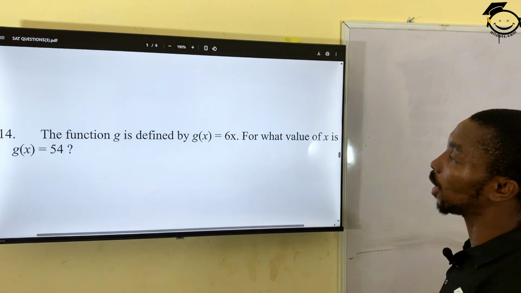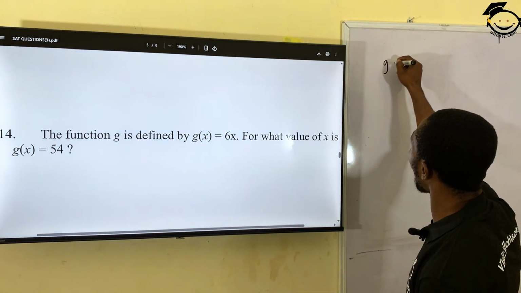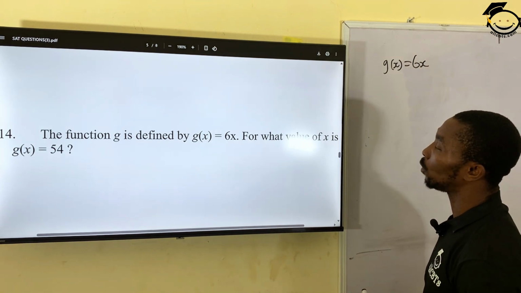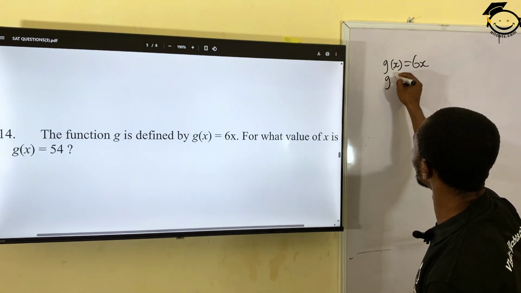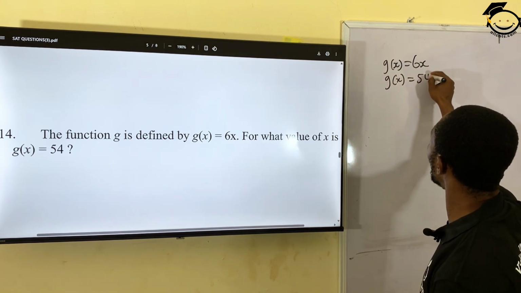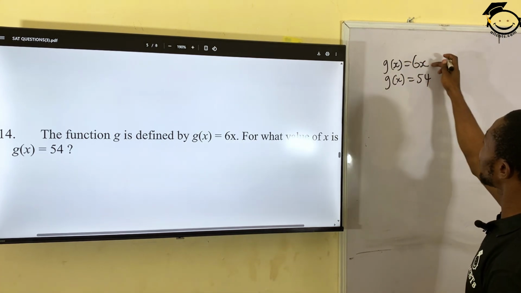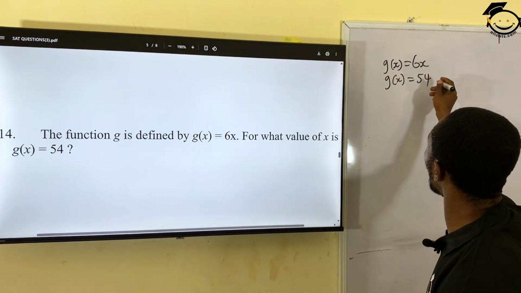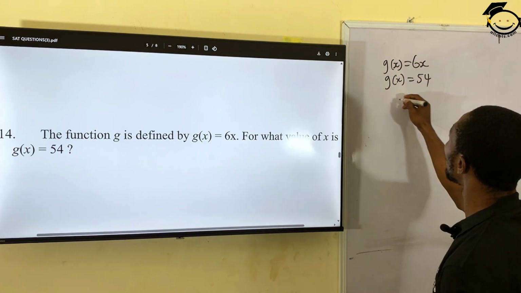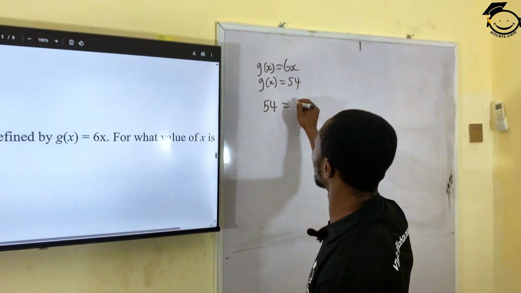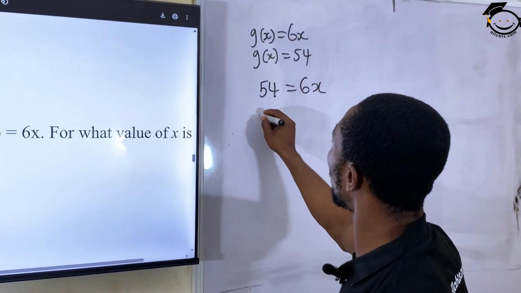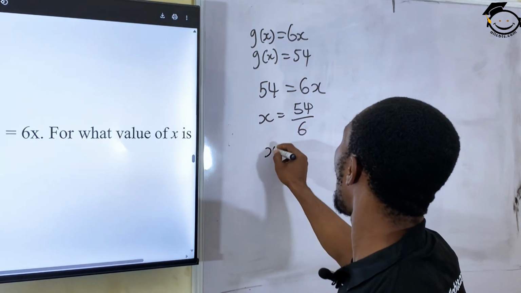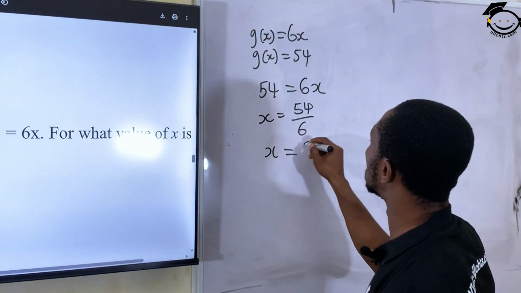The function g is defined by g(x) equals 6x. For what value of x is g(x) equals 54? Now, g(x) is equal to 6x and g(x) is equal to 54. So replacing g(x) here with 54, this becomes 54 equals 6x. So x equals 54 divided by 6. x equals 9.